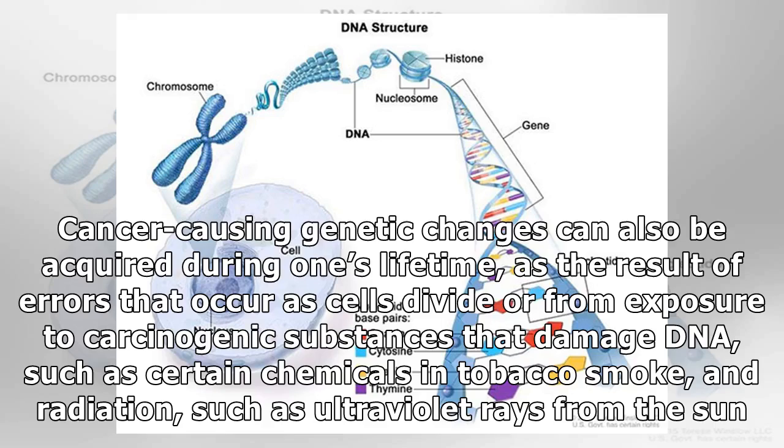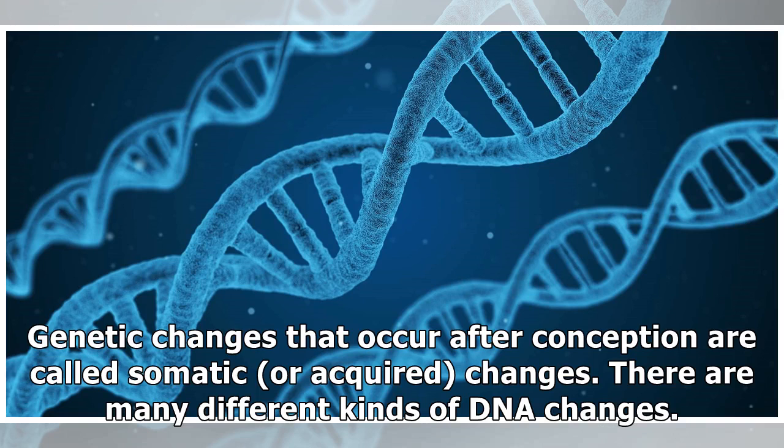Cancer-causing genetic changes can also be acquired during one's lifetime, as the result of errors that occur as cells divide or from exposure to carcinogenic substances that damage DNA, such as certain chemicals in tobacco smoke, and radiation, such as ultraviolet rays from the sun. Genetic changes that occur after conception are called somatic, or acquired, changes.